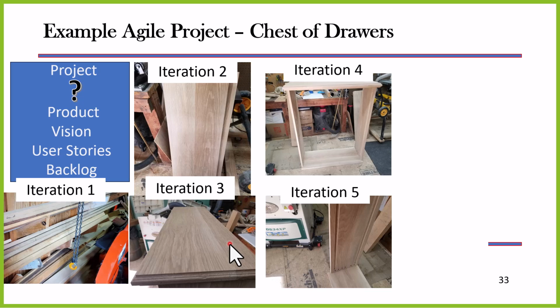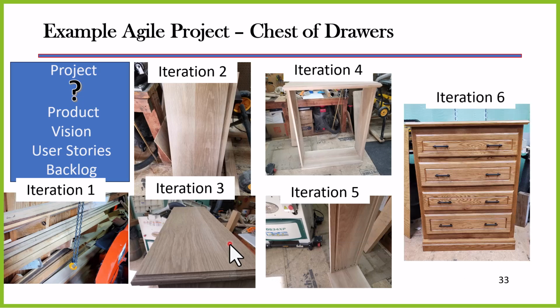And iteration number 5, I added some details to it. I modified some assemblies, forms on it, and some different things such as that. Once again, I did a retrospective. Now there were a lot of other steps that took place, building the drawers and putting the back on and all these types of things that took place. But I ended up in iteration number 6, and in iteration number 6, I had the finished product. I had met the definition of done, and the project was declared to be complete.